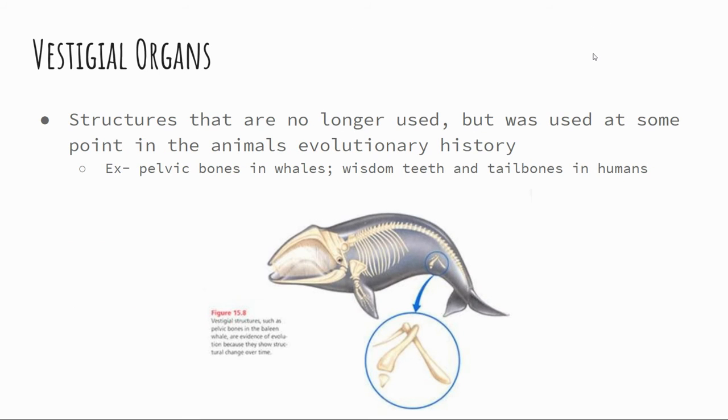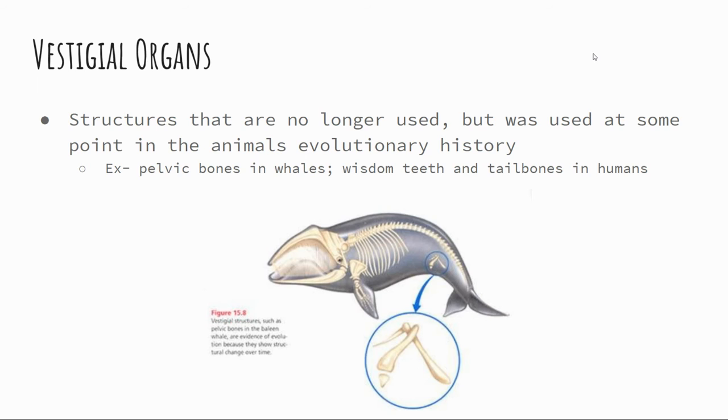Vestigial organs are structures that are no longer used, but were used at some point during the animal's evolutionary history. An example: whales do have pelvic bones, just like you and I. Remember, our pelvic bones are where the ball and socket joint of the hip is. It gives us a lot of flexibility. So whales do have a pelvic bone. It doesn't do anything for them now, but it is there.